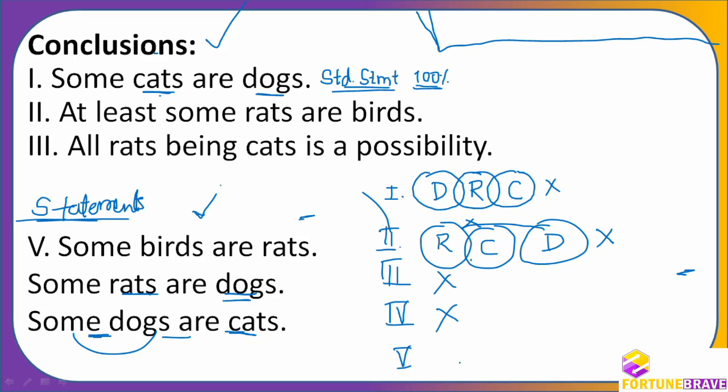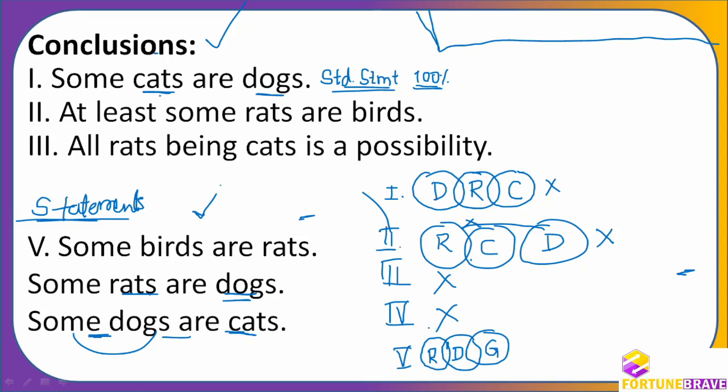Some dogs are cats. So some dogs are cats itself proves that this statement is true. Some cats are dogs. If some dogs are cats, then some cats have to be dogs, because this is not negative. The 'some not' is not there. So this is true. Some rats are dogs. So I am going to put here some rats are dogs.